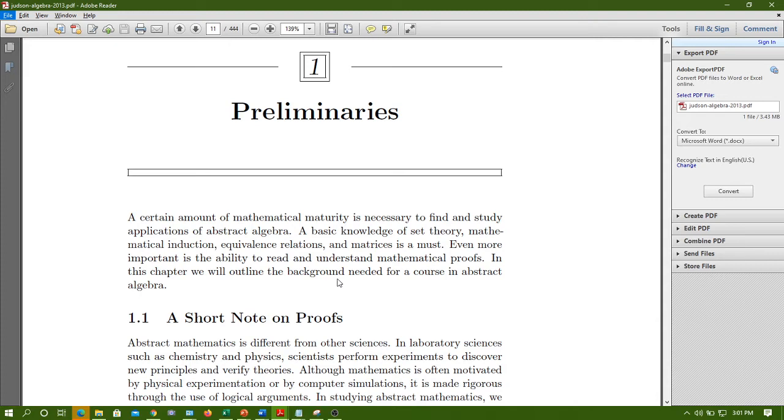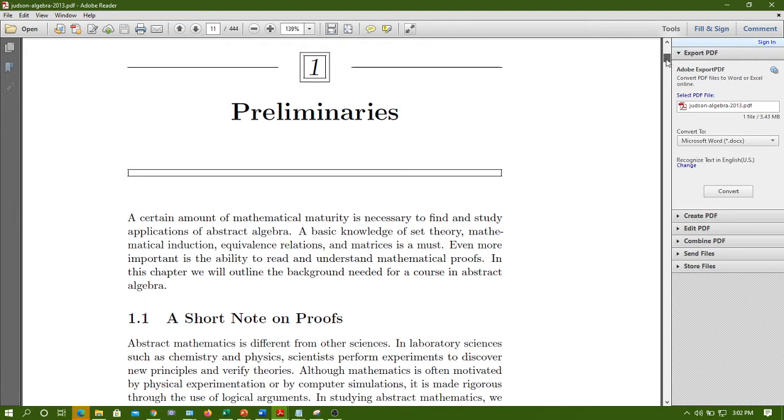I am using an ebook written by Hudson, Abstract Algebra, 2013, and I got this from the internet, of course, from other universities of the States, because the book in the library is not that updated compared to the book that I can get from online. So preliminaries, these are the first part of the book written by Hudson.